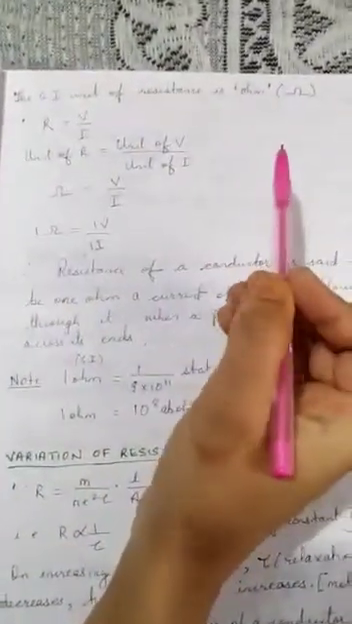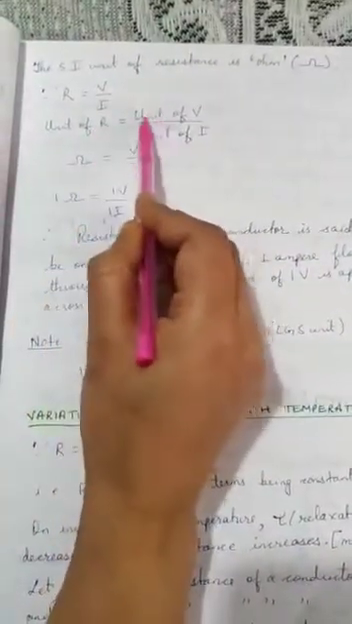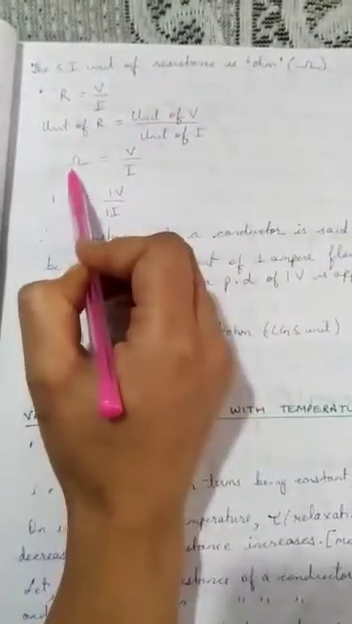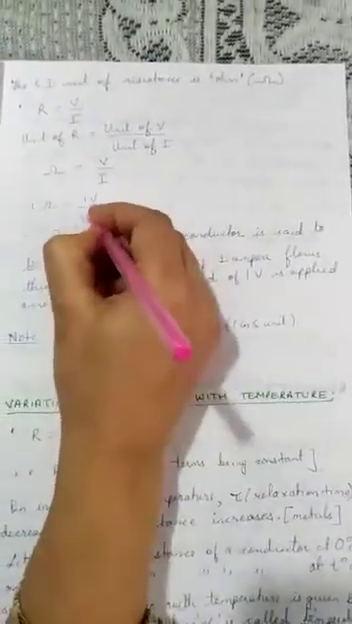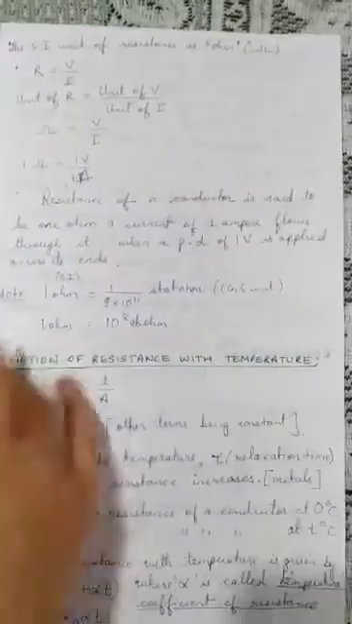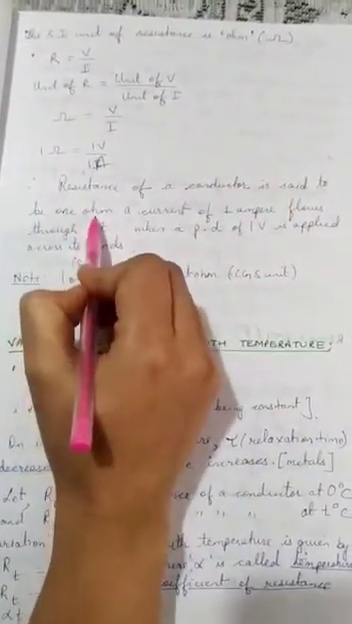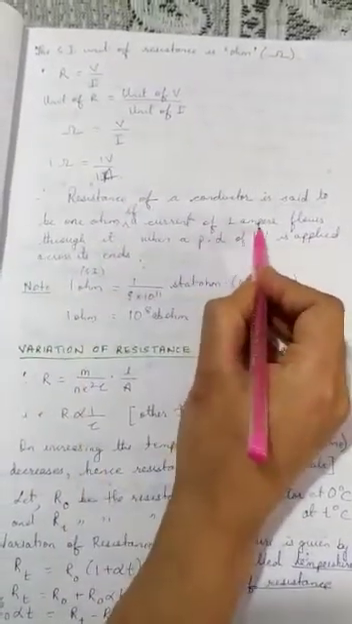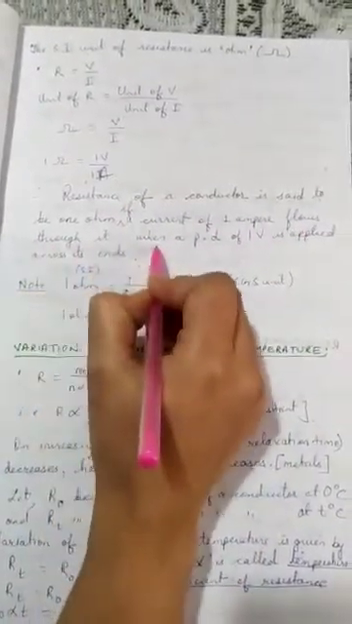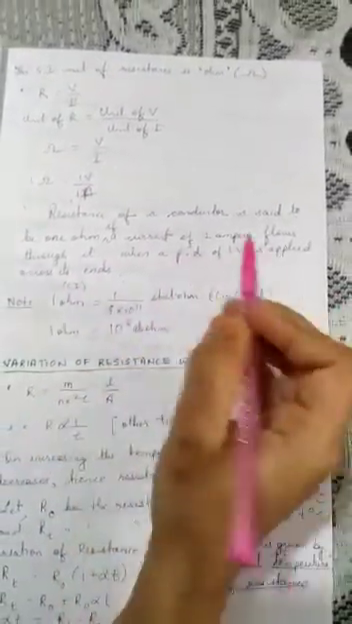If you want to define 1 ohm, you can do it this way. Unit of R will be equal to unit of V by unit of I. Therefore, 1 ohm will be equal to 1 volt per 1 ampere. So, the resistance of a conductor is said to be 1 ohm if a current of 1 ampere flows through it when a potential difference of 1 volt is applied across its ends.